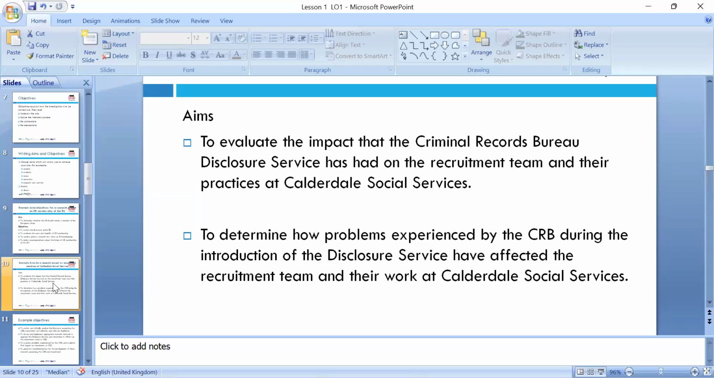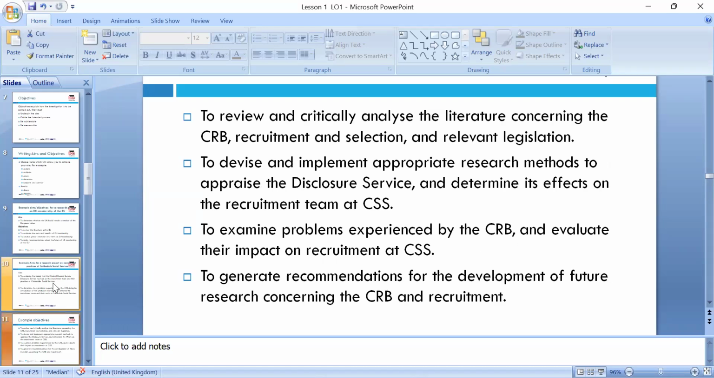So you don't want to be like their visa. That's why we have an e-visa, a status we can check. We can check the police clearance certificate and all DBS, the enhanced one and the normal one. So review critically and analyze the literature concerning CRB. We can find the literature important.